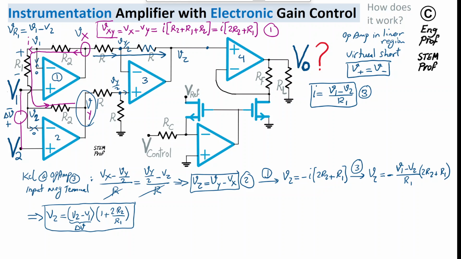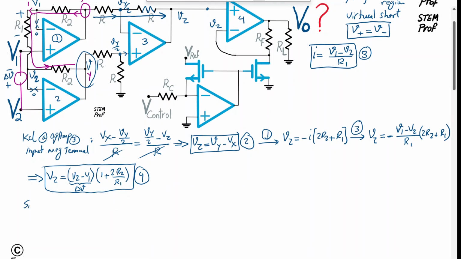So basically what I'm trying to say is, because op-amp number 4 is in the linear region, again due to the virtual short, if we have Vz here, that Vz should appear at the negative terminal, which is according to this formula number 4.